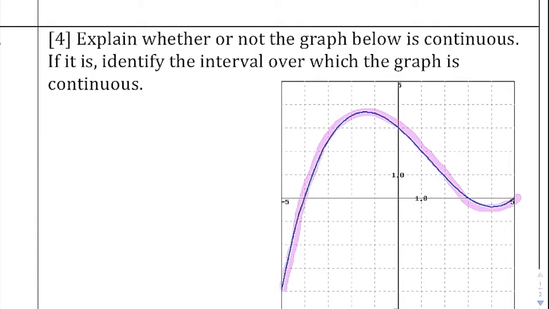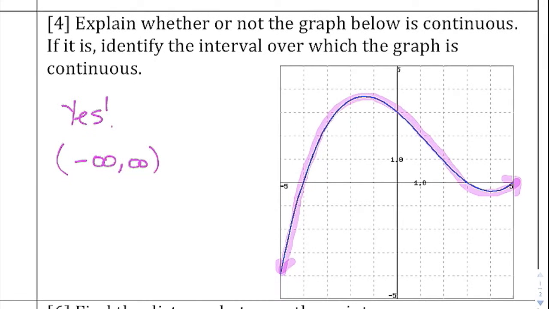So this actually is continuous, and even though the graph continues, we can imply that the continuity should continue. And so the answer to this question is yes. It is continuous, and it's continuous over the interval that includes all the numbers. In other words, it starts at negative infinity and goes to infinity. And we can use interval notation to show that. So in other words, it's completely continuous.